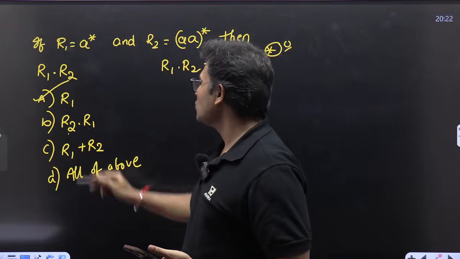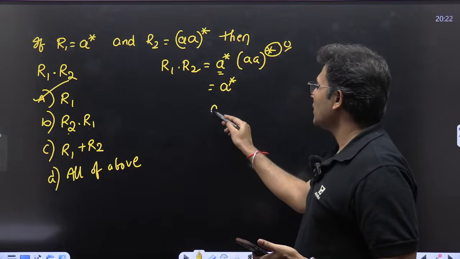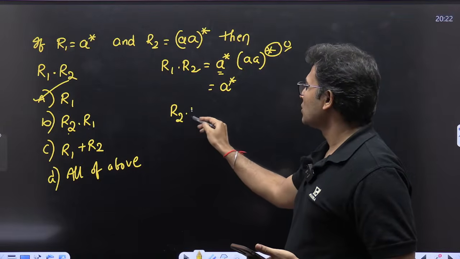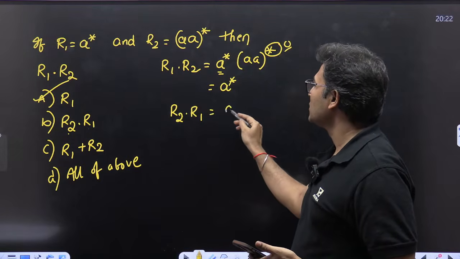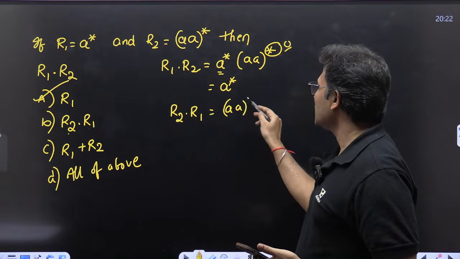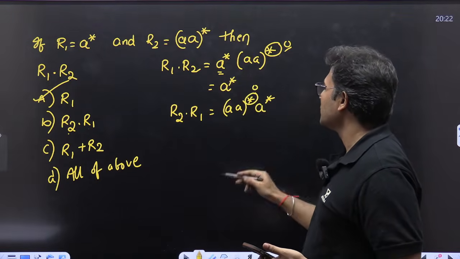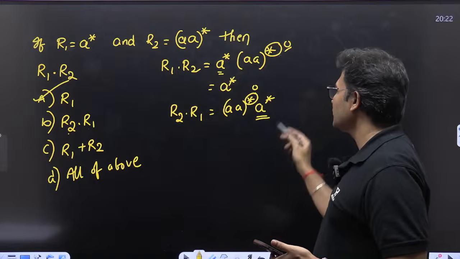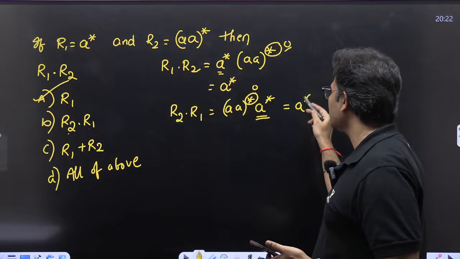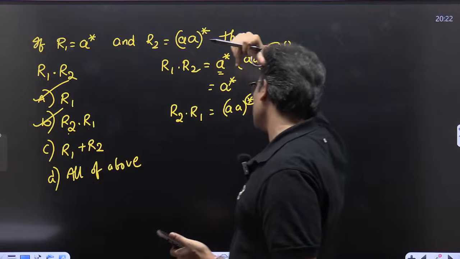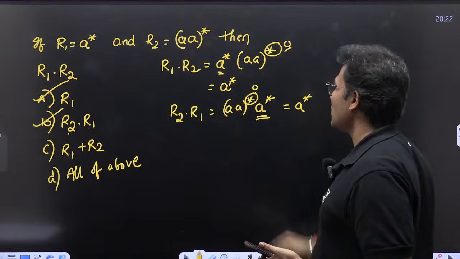What about R2 concatenated with R1? R2 is A star concatenated with A star. If I put a 0 here, it is giving me A star, which means everything. So this is also A star. So both are the same. R1 concatenated with R2 is the same as R2 concatenated with R1.